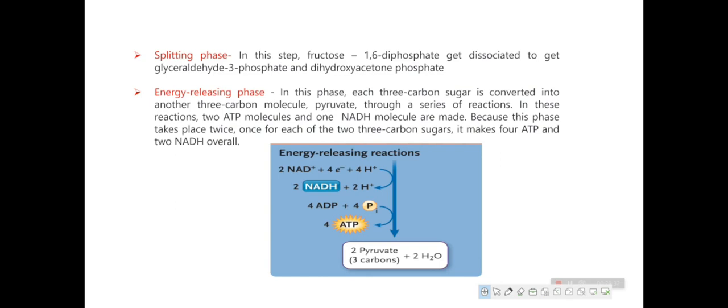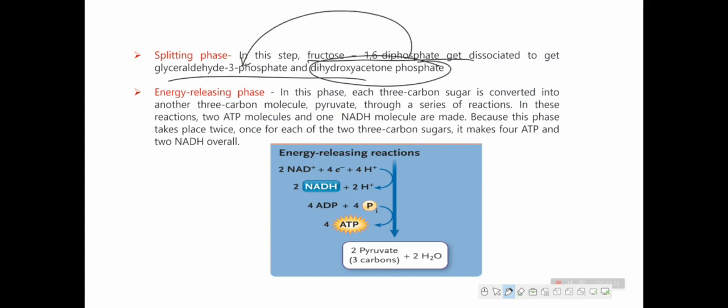Next step is the splitting step. Splitting step means where fructose 1,6-bisphosphate or diphosphate is dissociated into glyceraldehyde 3-phosphate and dihydroxyacetone phosphate. And this dihydroxyacetone phosphate is again converted into glyceraldehyde 3-phosphate. This process is known as splitting step.